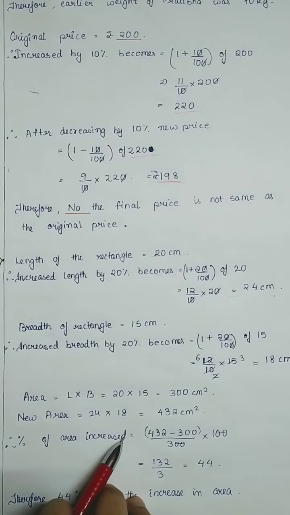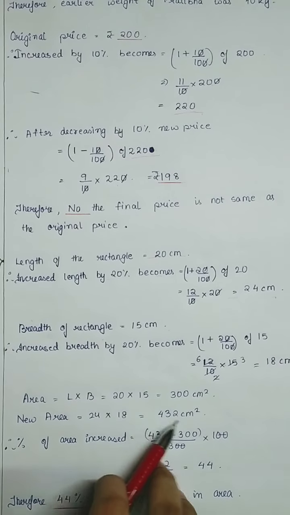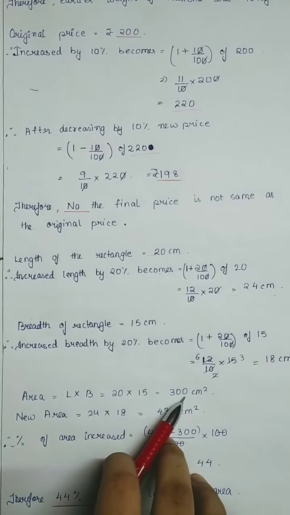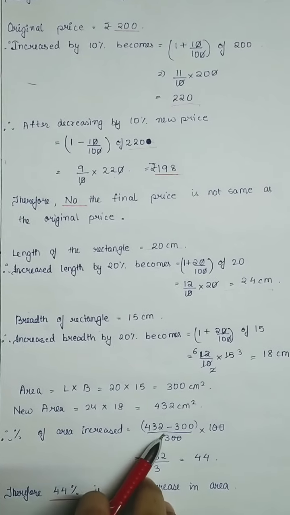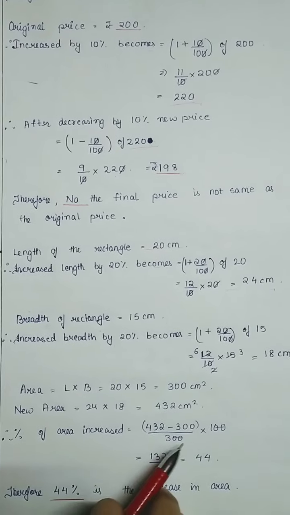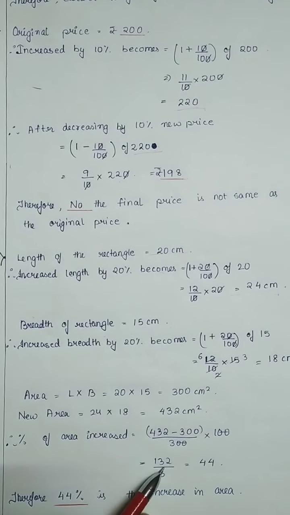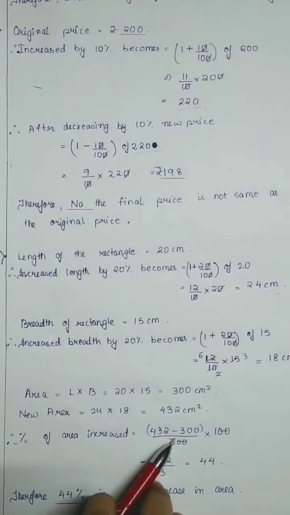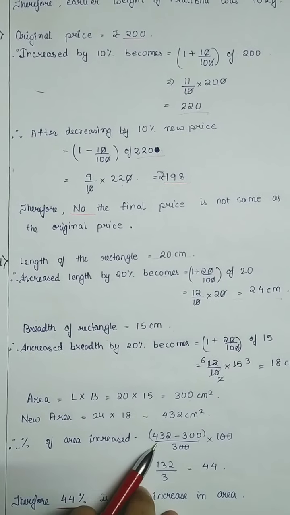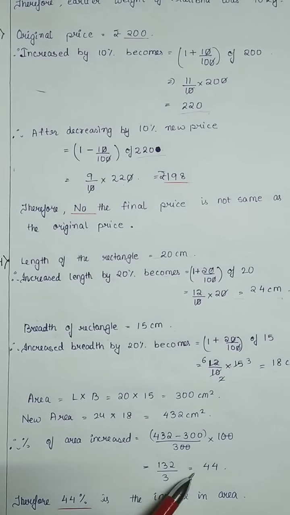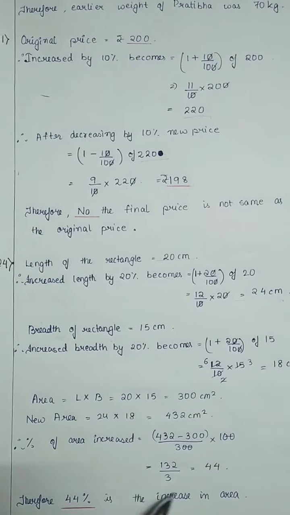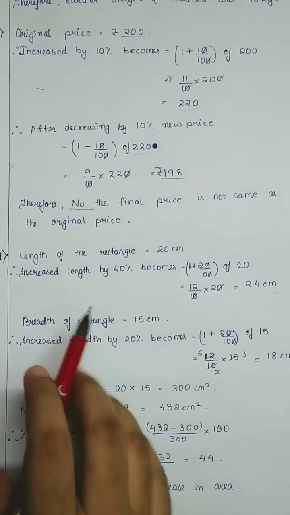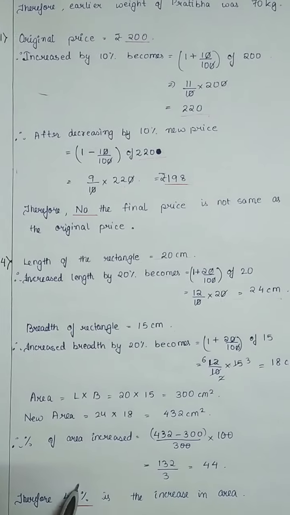Now the percentage of area increased will be the increased area minus the earlier area, divided by the earlier area. So it will be 432 minus 300 by 300 multiply 100. The 100 will cut, and 3 will be left over here. After subtracting, it is 132 upon 3. When we cut it, we get 44. So the percentage increase in area from this rectangle to this rectangle will be 44%.